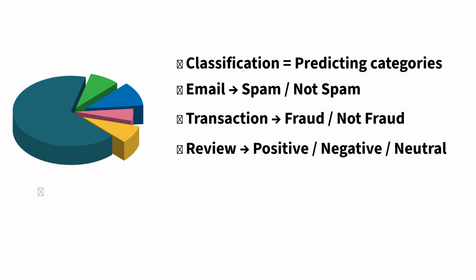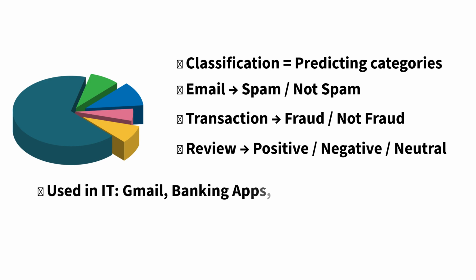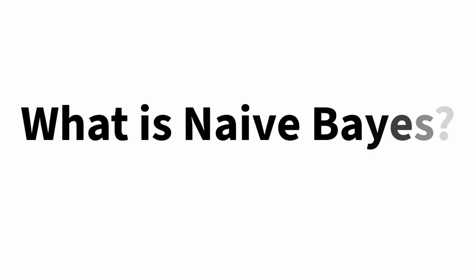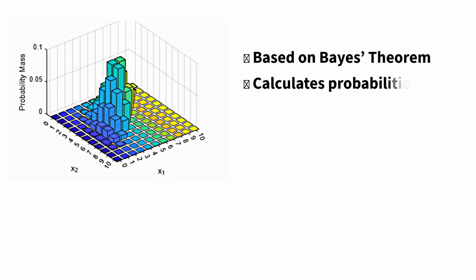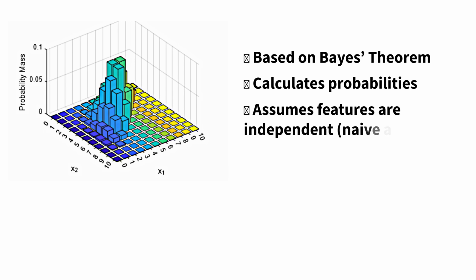In fact, classification is everywhere in IT companies, from Gmail spam filters to fraud detection in banking apps, to analyzing customer opinions on e-commerce platforms like Amazon, Flipkart, and Meesho. What is the naive Bayes algorithm and why do we need that algorithm specifically when we do have so many algorithms for classification? Naive Bayes is a probabilistic classification algorithm based on Bayes' theorem. In simple words, it calculates the probability that a data point belongs to a certain class based on evidence from its features. The naive part comes from the assumption that all features are independent of each other.